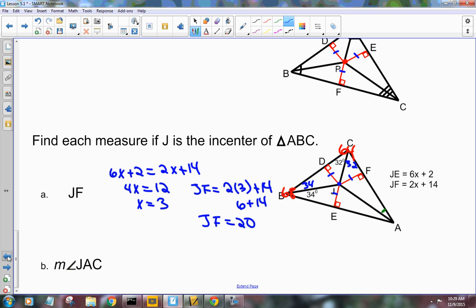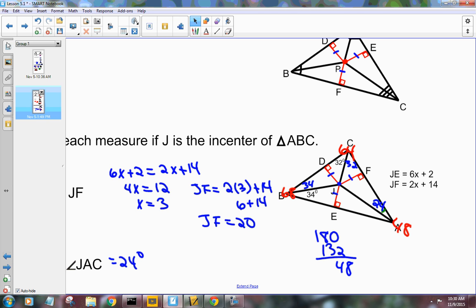Okay, well I still need this little guy down here. What am I going to have to do? I'm going to have to add those together and subtract 180. So 68 and 64 is 132. So I have to do 180 and subtract 132. So then you give me what? 48. So this angle here is 48, which means that little green angle is 24. So the measure of angle JAC is 24 degrees.